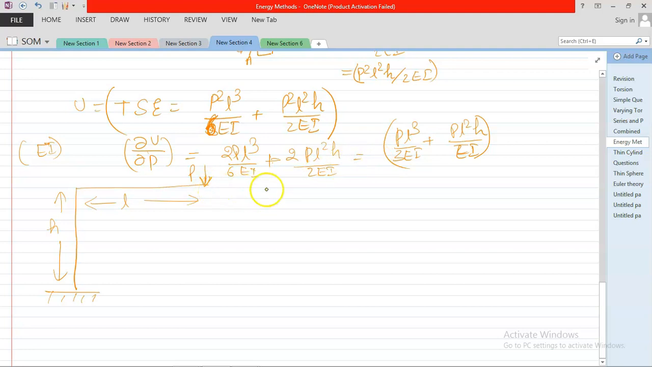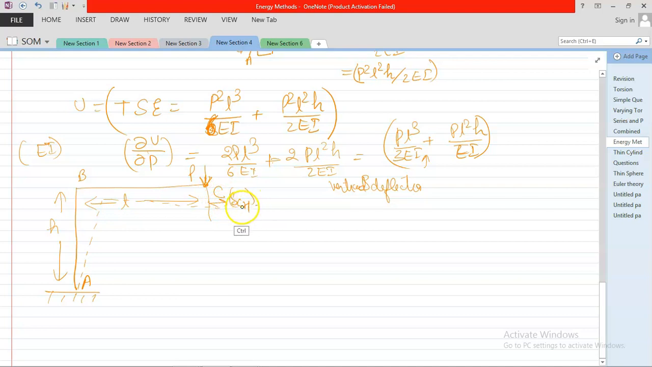Suppose this is A, this is B, this is C. I just obtained the vertical deflection at point C. This rod is bending like this. Now I want to obtain the delta C in the horizontal direction, delta CH. You cannot derive it with the double integration method; you have to use the energy method only to solve this question.